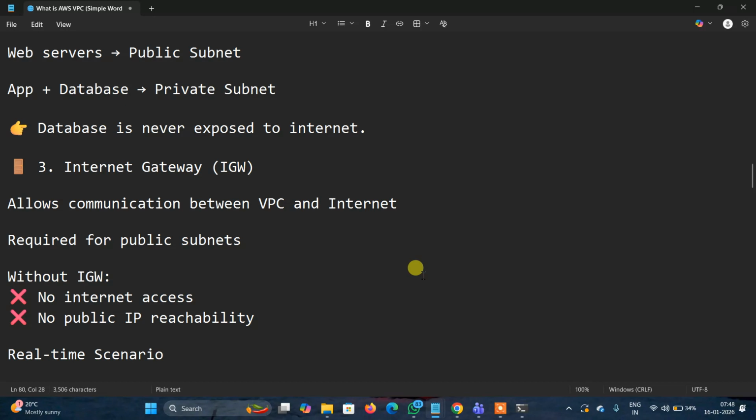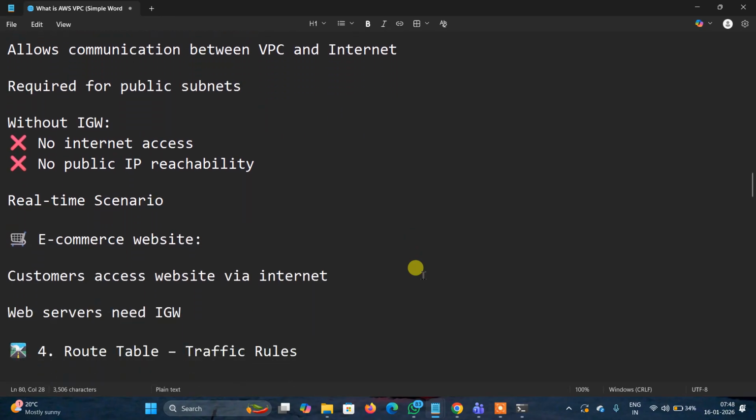When you create a virtual machine, an EC2 instance, how does your EC2 connect to the internet? With the help of the internet gateway. If you don't have an internet gateway, you don't have any internet. There is no internet access and no public reachability. Got it?